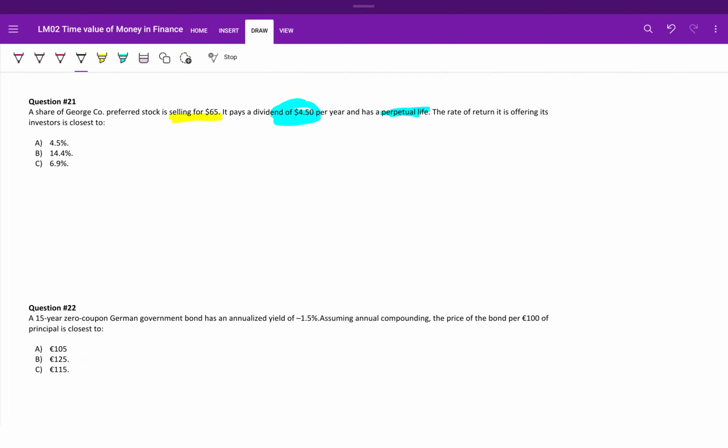Pay the dividend of 4.5, has a perpetual life. The price of perpetuity is actually payment divided by rate. And in this question, we actually have to find the rate. What is the rate? Payment is 4.5 and the price of perpetuity is 65.